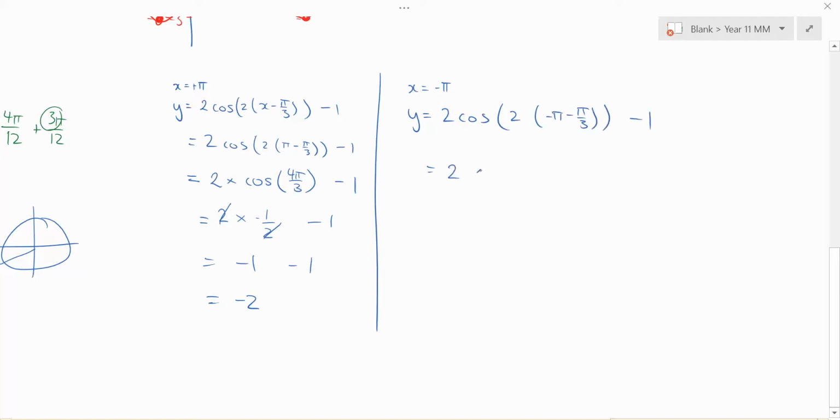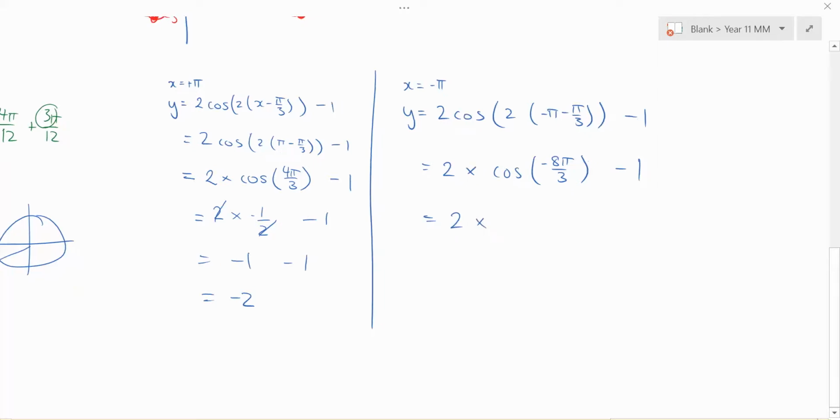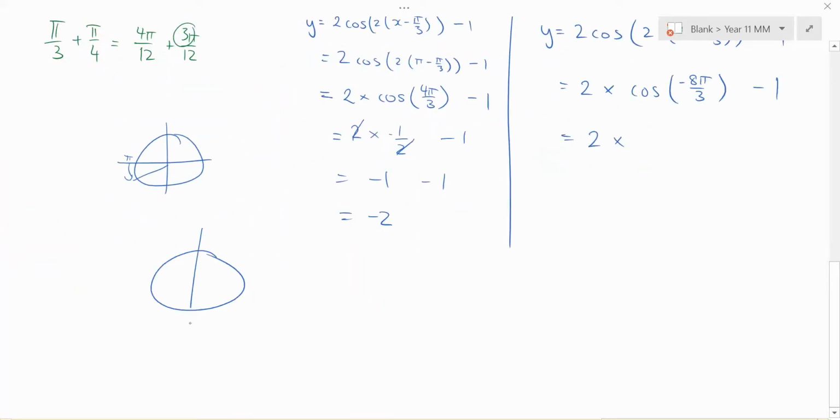So same drill, 2 times cos of, and now this is negative pi, so that's minus 4 pi on 3 minus 8 pi on 3. Okay, so I'm just doing 3 times negative pi is negative 3. Negative 3 minus 1 is negative 4, but negative 4 times the 2 gives me negative 8 pi on 3, minus 1. Now 2 times cos of negative 8 pi on 3, so again using the unit circle, that's negative 8 pi on 3, which is the same thing as writing negative 9 pi plus pi on 3.